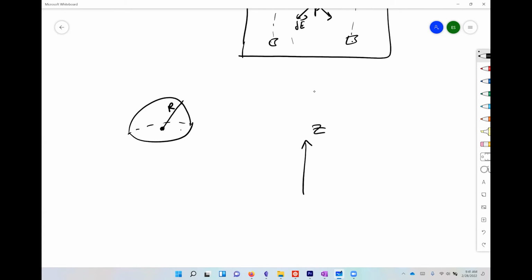I'm putting Z here, but I'm not using that. I'm just putting it for orientation with respect to the XYZ coordinates. Z is there. And then I'm looking at it sideways on a cut. I'm slicing the hemisphere, looking at it from the side. And then this is distance R.